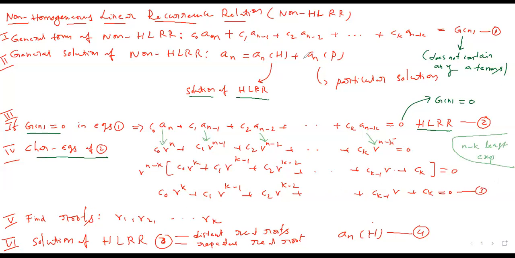After getting the characteristic equation, we have to find the roots. How to calculate the roots, we already discussed in yesterday's class. After getting the roots, to find the solution of the homogeneous linear recurrence relation, I told the three cases: the roots are distinct, and the roots are equal or repeated. Then we can get an of h. This is equation 4. We solved many problems in the class and on the whiteboard, so you can understand this.